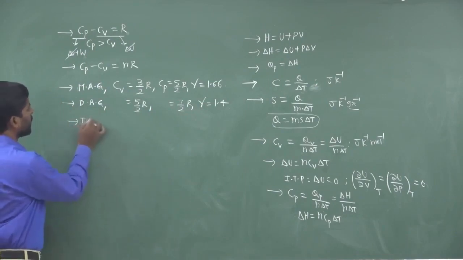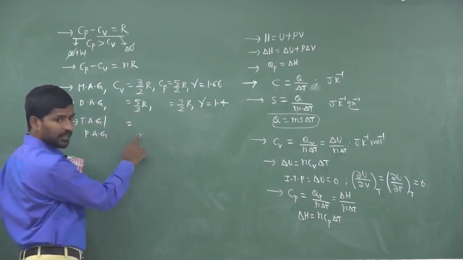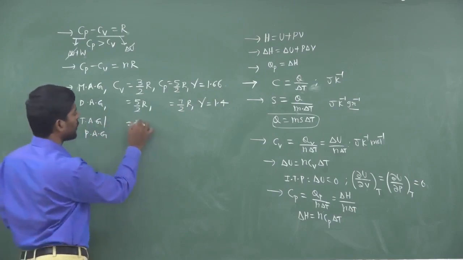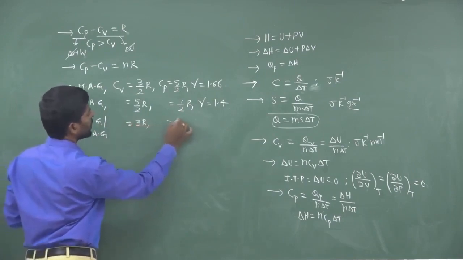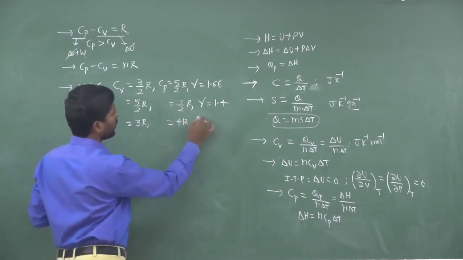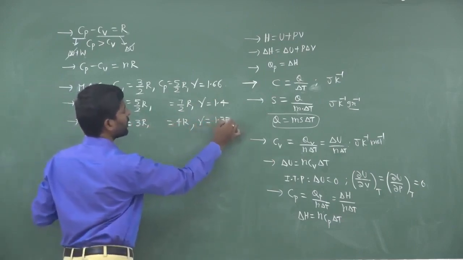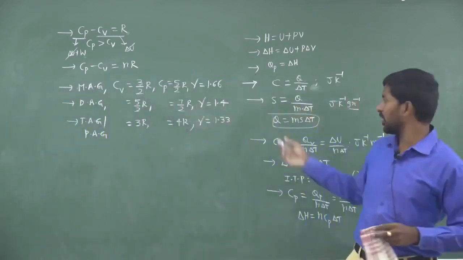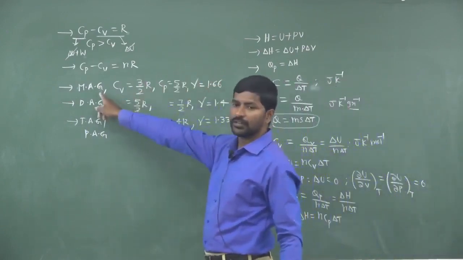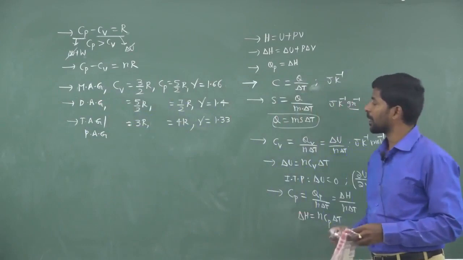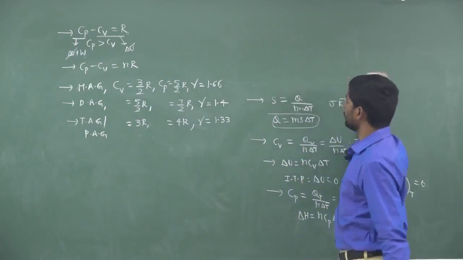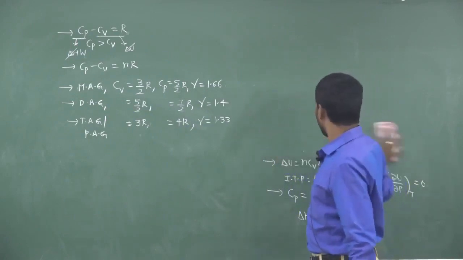And for triatomic or polyatomic gases, there are 3 translational motions and 3 rotational motions, so 6 degrees of freedom. 6 into 1 by 2 R gives 3 R. For Cp we get 3 R plus R, which is 4 R. The gamma value is 4 by 3, that is 1.33. So if the gamma value is 1.33, the given gas is said to be a triatomic or polyatomic gas. If the gamma value is 1.66, it is said to be a monoatomic gas. These are the Cp and Cv values for monoatomic, diatomic and polyatomic gases.